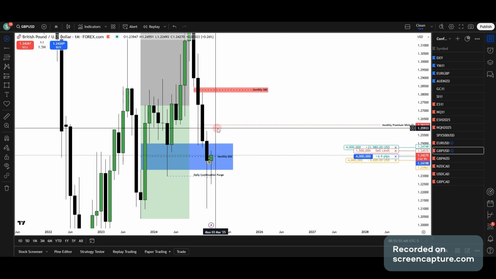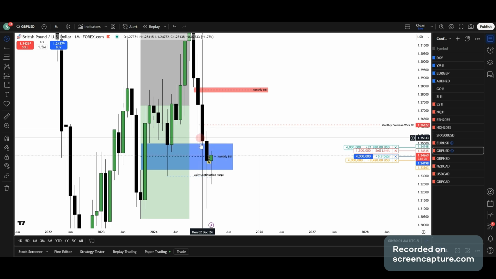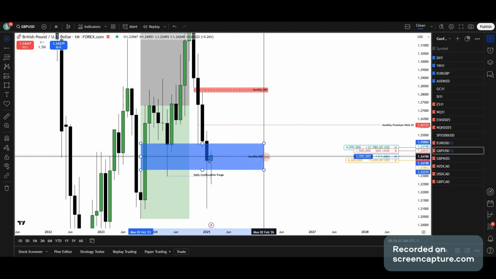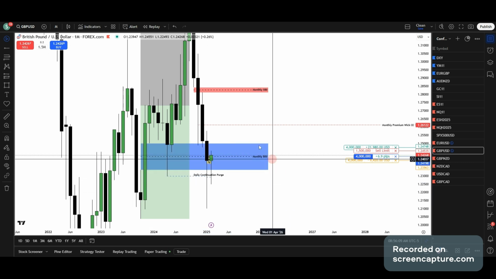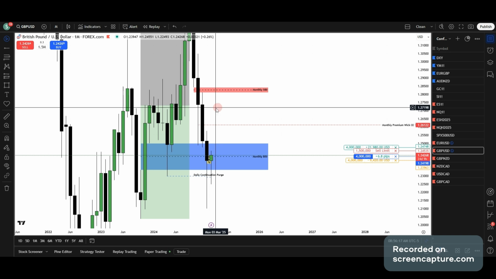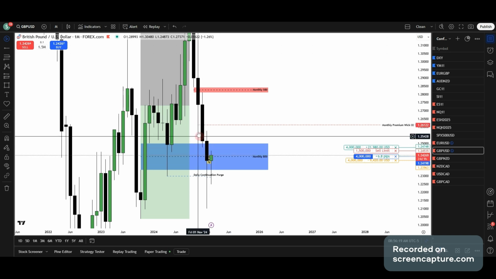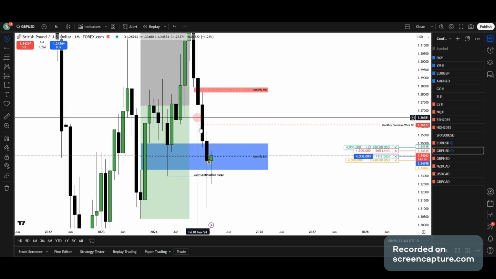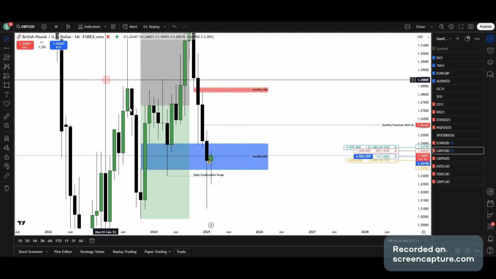So I believe we'll get at least up into this red dotted line. And if we really want to get animated, I believe we'll get to that monthly SIBI. So that's what I highlighted in a previous video. I talked about how my long-term bias was based around the speculation that I believe price action is going to move from this blue rectangle to this red rectangle. So that means I'm bullish on pound dollar. That's my higher time frame narrative.